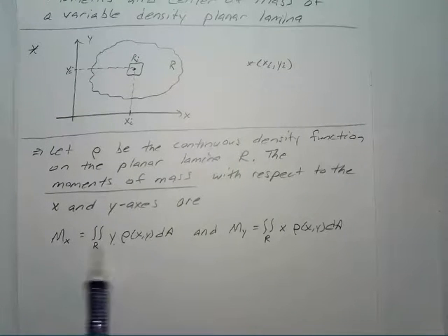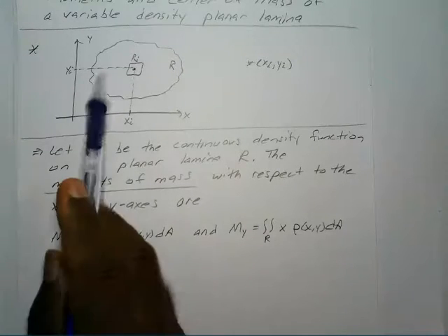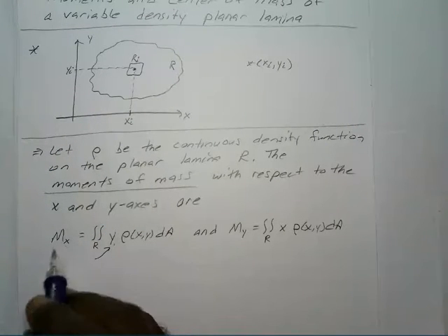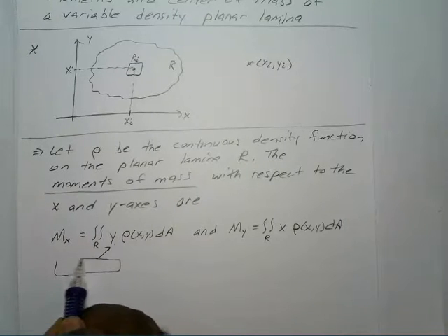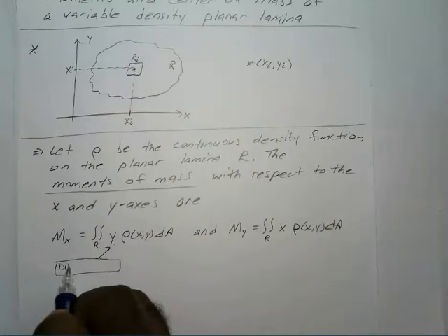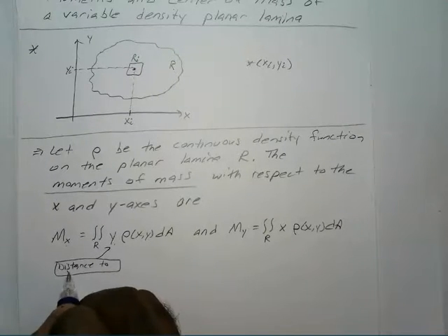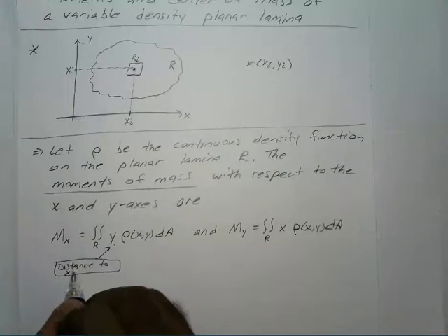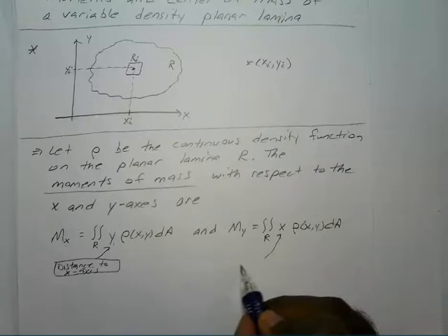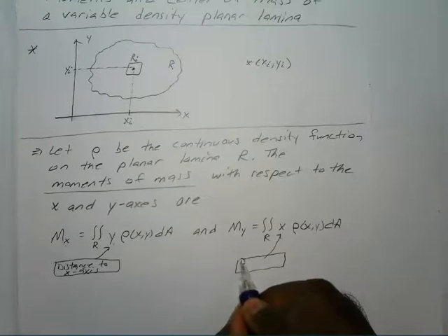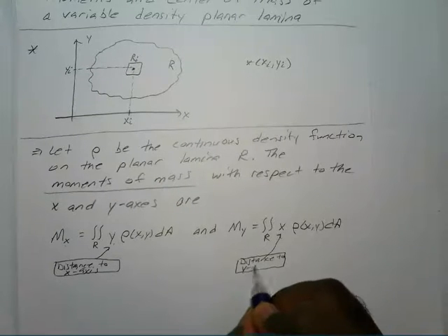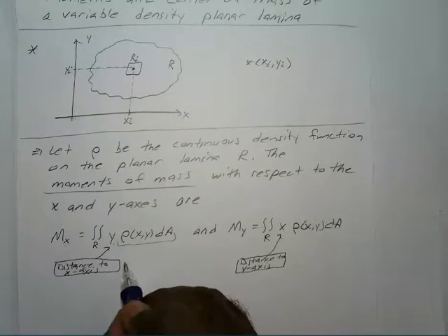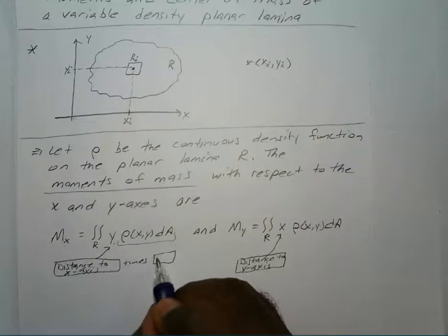Now remember, when it's with respect to x, you're going to multiply it by y, because if you look at it, y is the distance to your x-axis, and x is your distance to the y-axis. And of course here, we already know that's your mass, so distance times your mass.